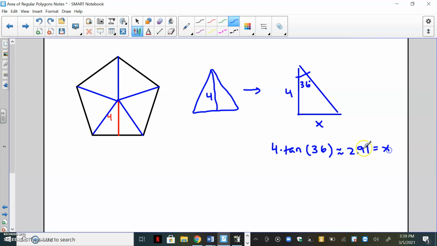So if that's our x, we have to remember that our base is going to be double that. That's the big thing here. The reason for that is 2.91 goes here, but we had originally split our triangle in half. So the base is actually like 5.82.